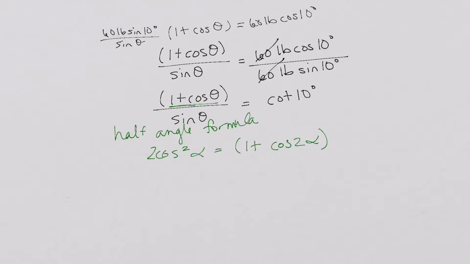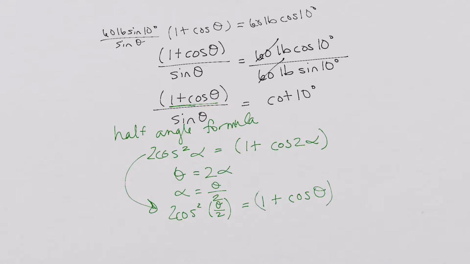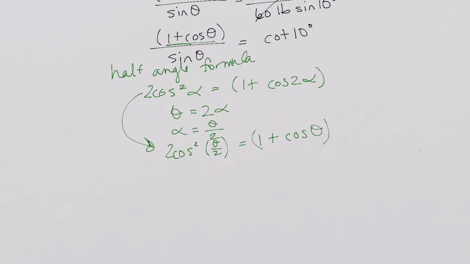So for us, we'll just say that theta equals 2 alpha. So that means alpha equals theta over 2. And then we're going to rewrite this for what we have. So 2 cosine squared of theta over 2 equals 1 plus cosine of theta. So this helps us out, gets us closer for sure.